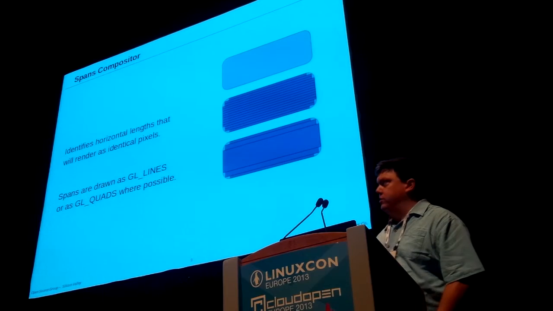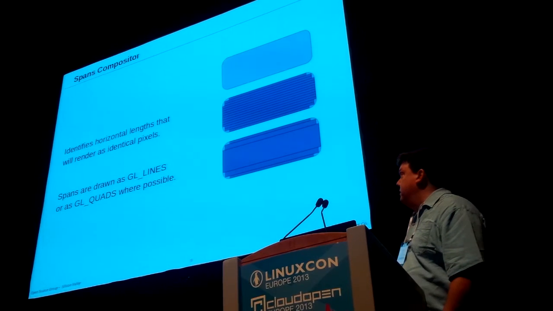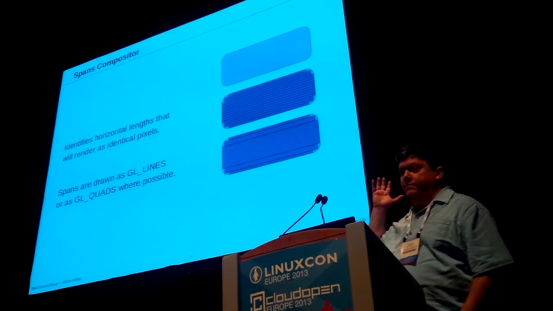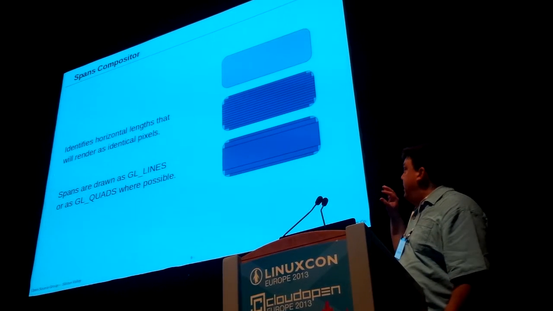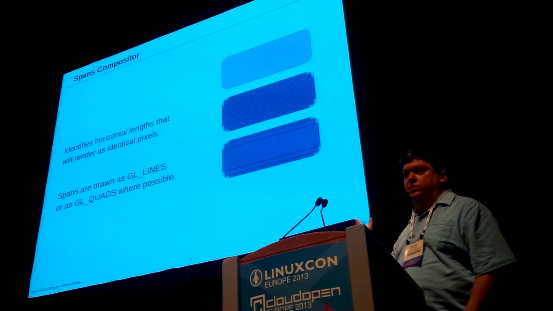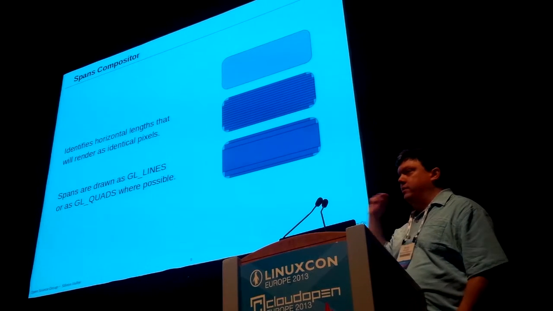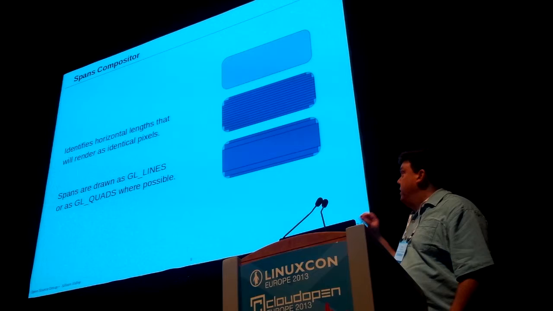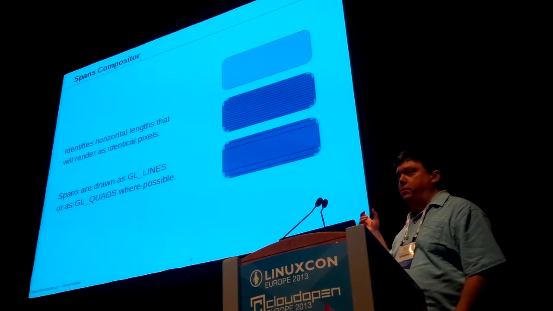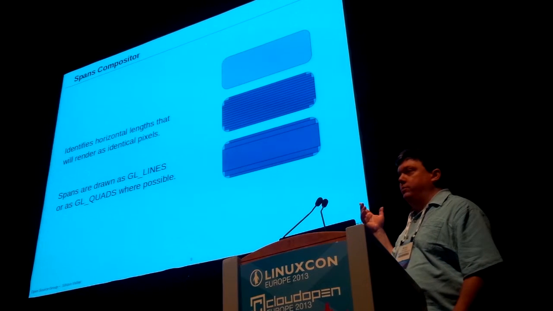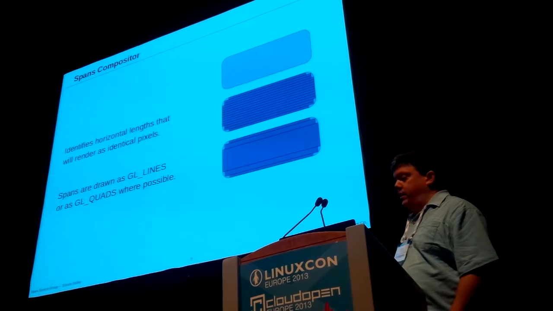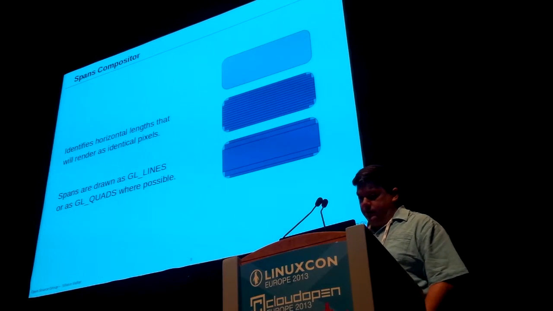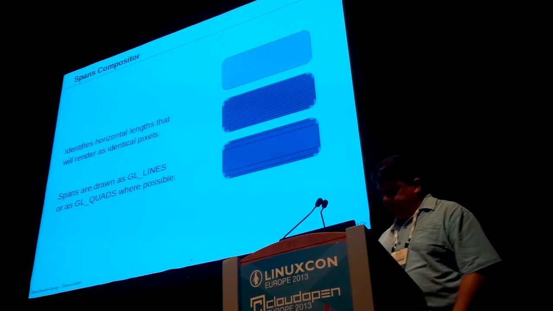So this is a picture of kind of what spans does. You have a shape and you want to render it to the screen. So it looks for areas, series of pixels, that are identical. And so rather than send each pixel to the GPU, it tries to send a line. And then an obvious optimization was, why not expand that into regular polygons? And so that's essentially how the spans compositor works.